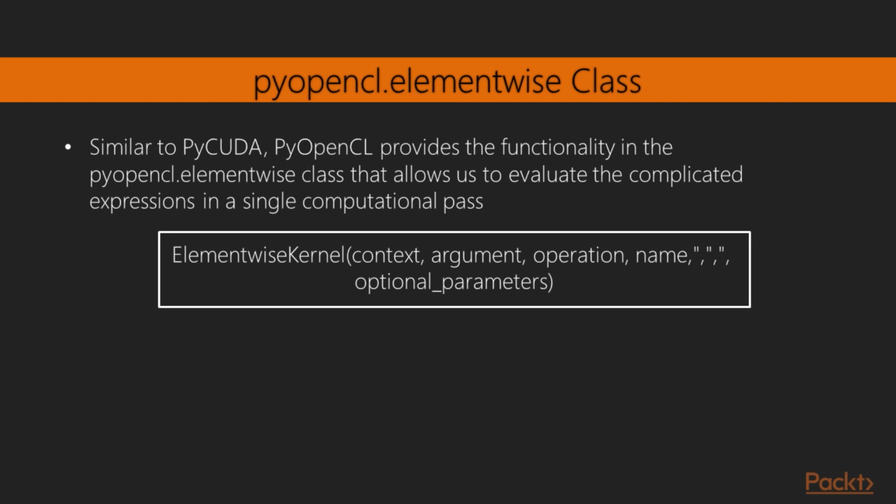Here, context. This is the device or the group of devices on which the element-wise operation will be executed. Argument. This is a C-like argument list of all the parameters involved in the computation. Operation. This is a string that represents the operation that is to be performed on the argument list. Name. This is the kernel name associated with the element-wise kernel. Operational parameters. These are not important for this video.